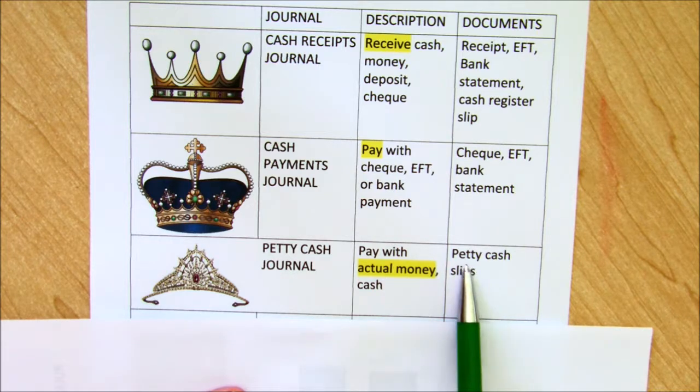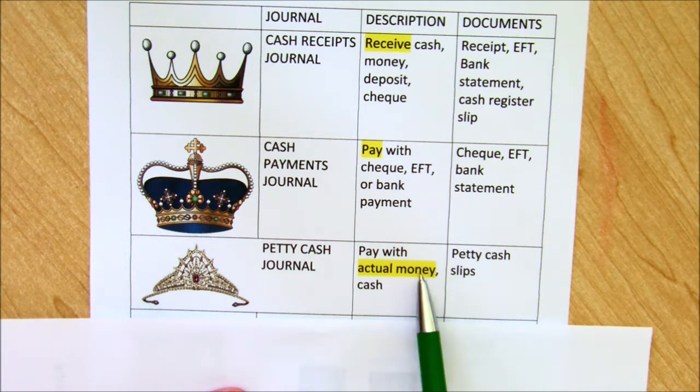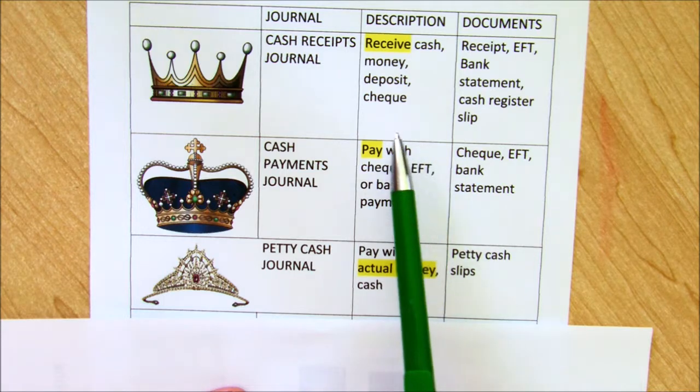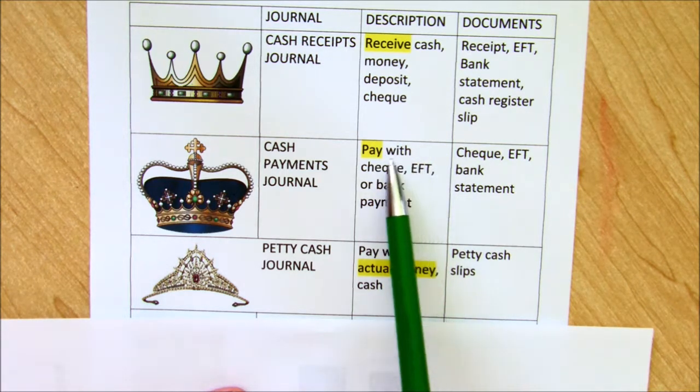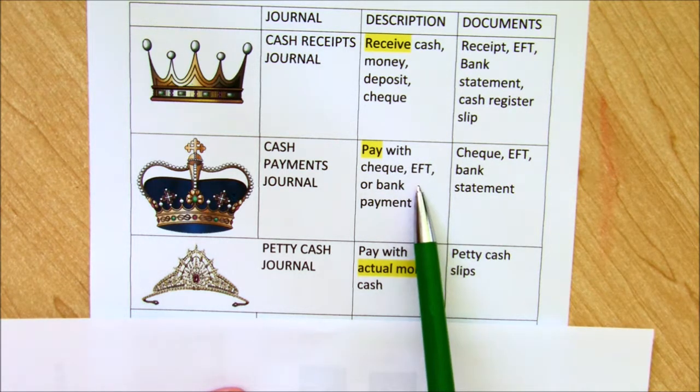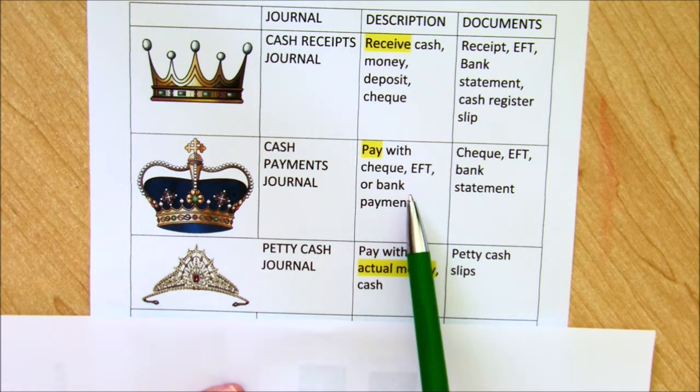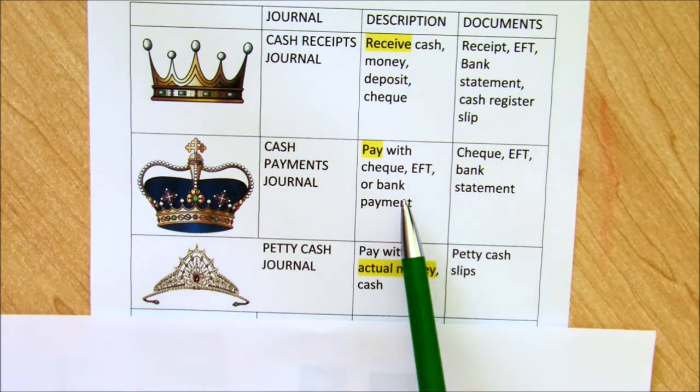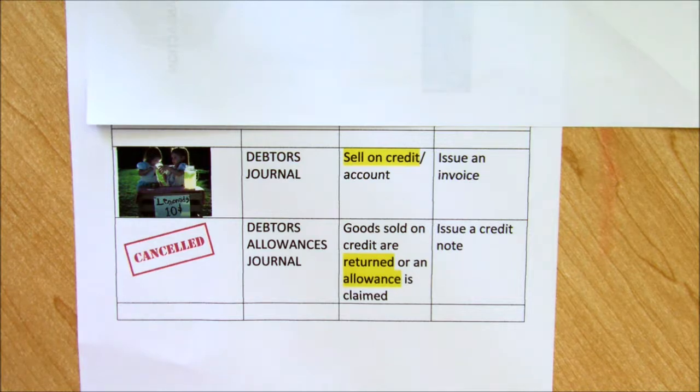But they're using actual physical money. Whereas in the cash payments, you would be paying with a check or EFT or using a debit order system, so you're using the bank statement. Right, so if a transaction had affected cash, it went into the first group.